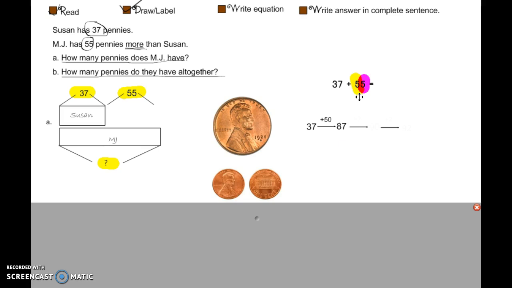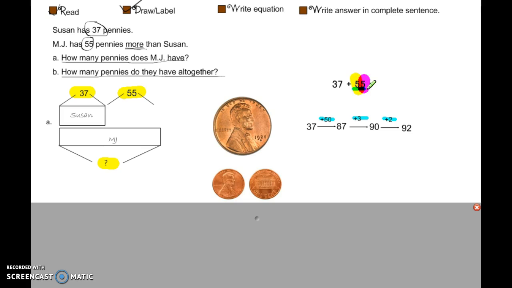So I'm going to take 3 from my 5 and add it to 87. So 87 plus 3 will give me 90. Now that I've taken 3 from my 5 ones, that leaves me with 2 ones left. So I'm going to add those 2 ones, which would be 90 plus 2, and that's going to give me the difference of 92.